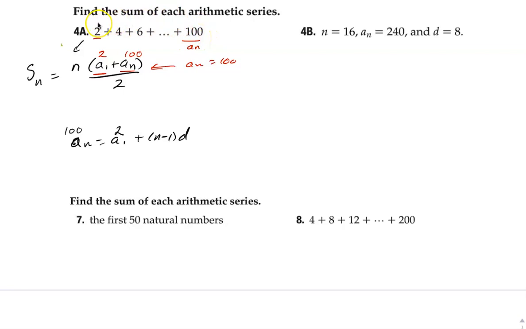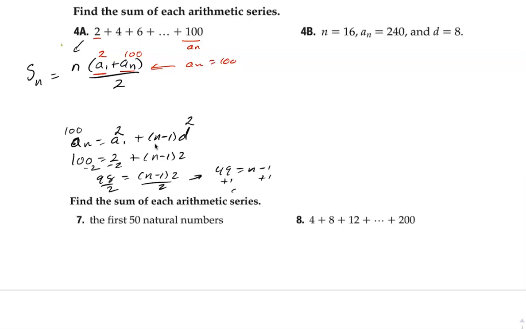And I know my common difference. We're adding 2 every single time. Now the only thing I'm missing is my n, so I can solve it. So remember, anytime you're missing something, you just go back to the original equation. Subtract 2. 98 equals n minus 1 times 2. I'm going to divide by 2 here. You can distribute if you want. Then we're going to add 1 to both sides. So 50 equals n.